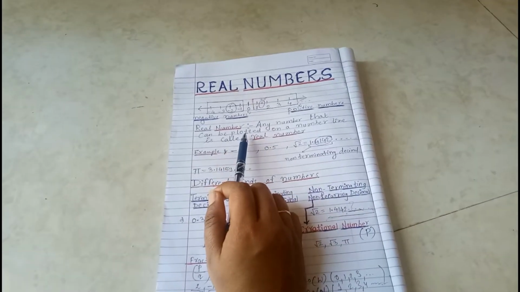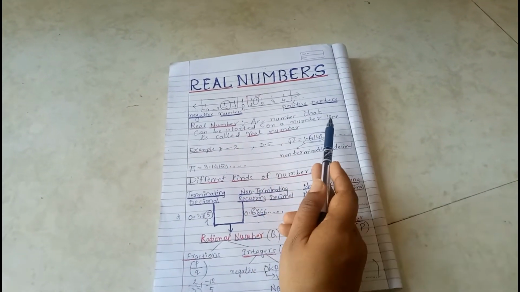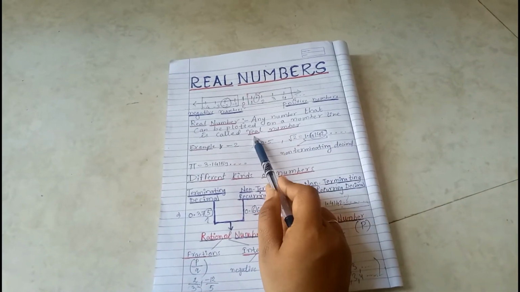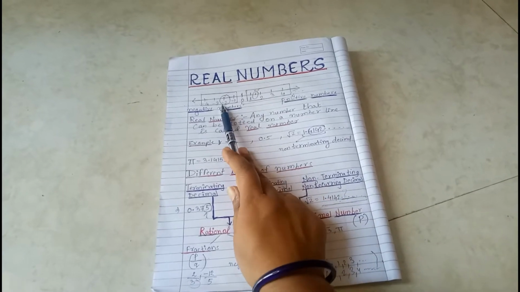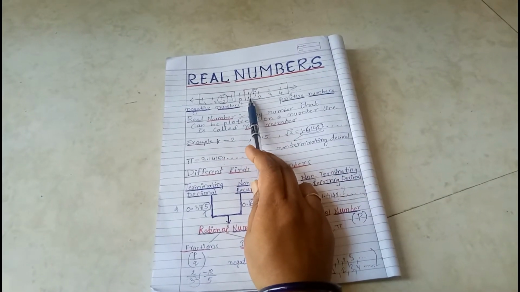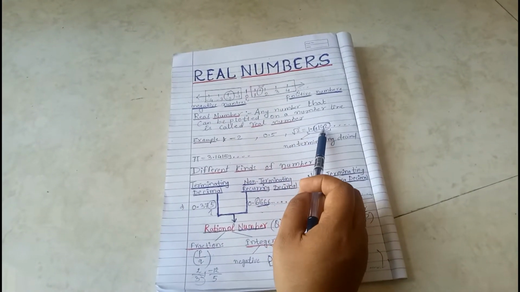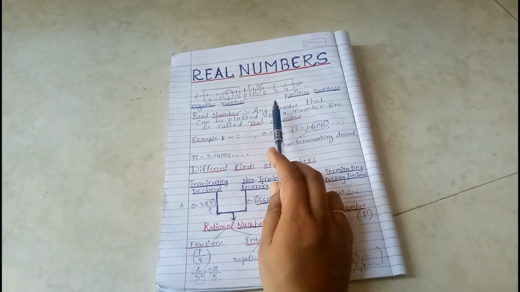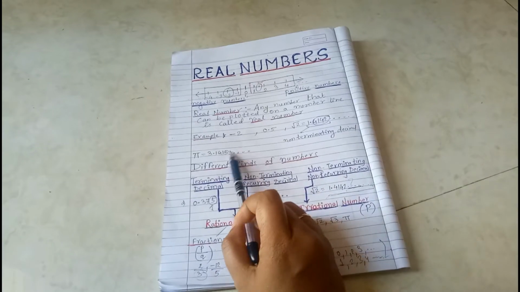So you can say, friends, a real number can be defined as any number that can be plotted on a number line, that is nothing but your real number. See here, for example, -2 you can easily find on the number line. Likewise 0.5 you will find somewhere between 0 and 1. Likewise √2 can also be plotted on the number line; its value is 1.4142 and so on.